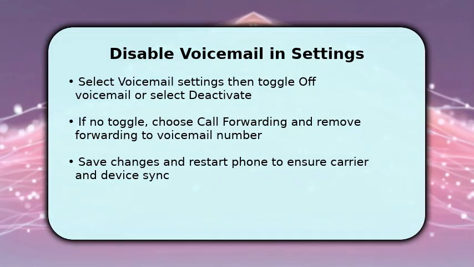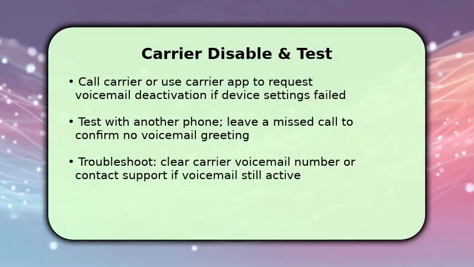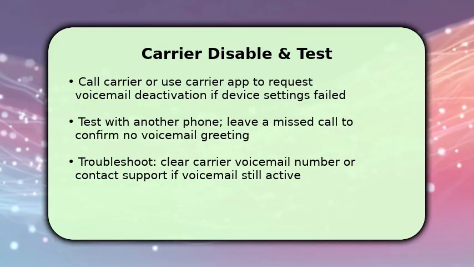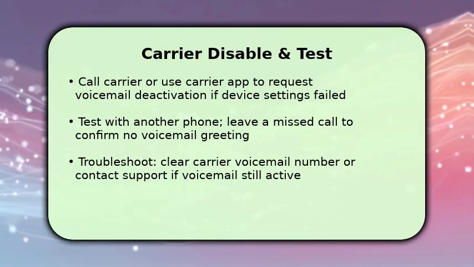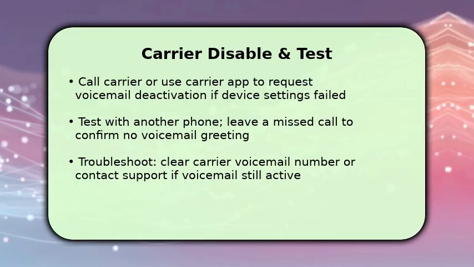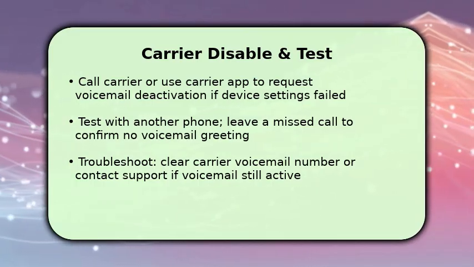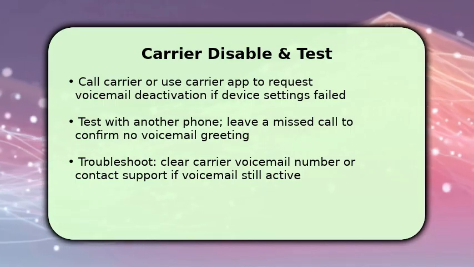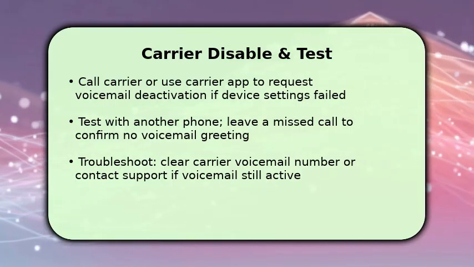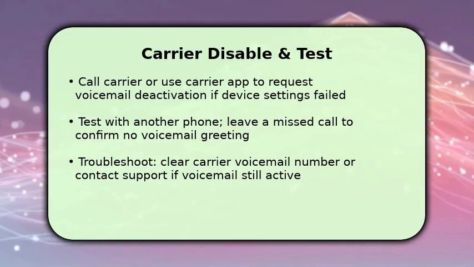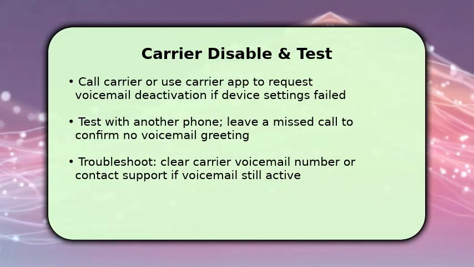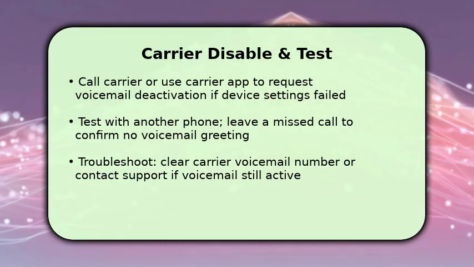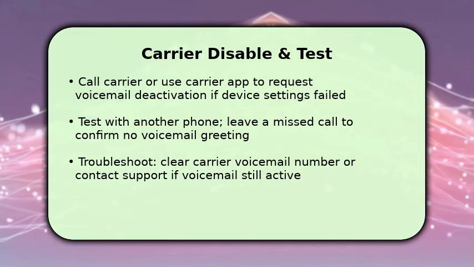You finish by contacting your carrier or using its app when device controls don't work. Ask them to disable voicemail on your account. Once they confirm, test by calling your number from another phone and letting it ring until it would normally go to voicemail. Make sure no greeting or message prompt occurs. If voicemail still answers, double-check call forwarding settings for any leftover forwarding digits and remove them. If that fails, escalate to carrier support and request a full account-level disable.